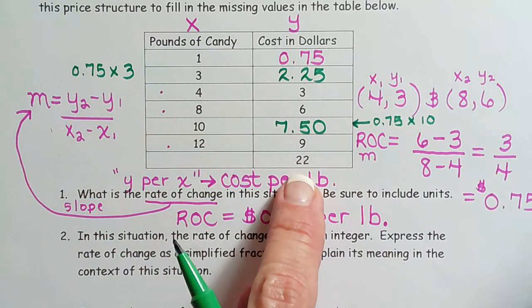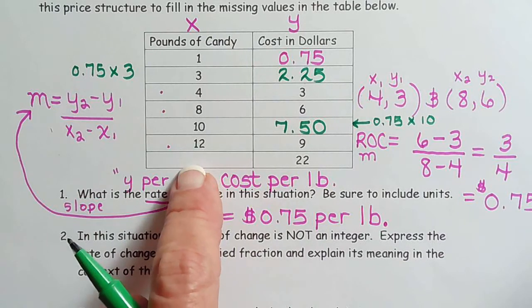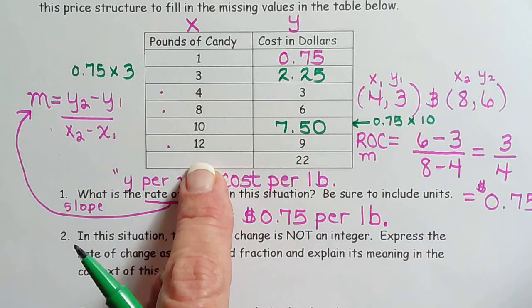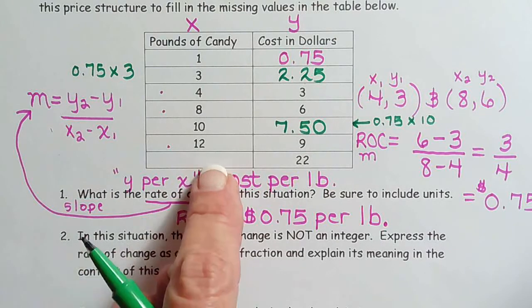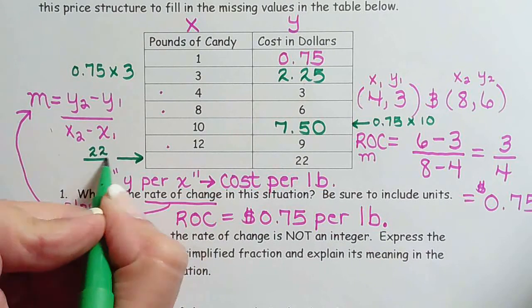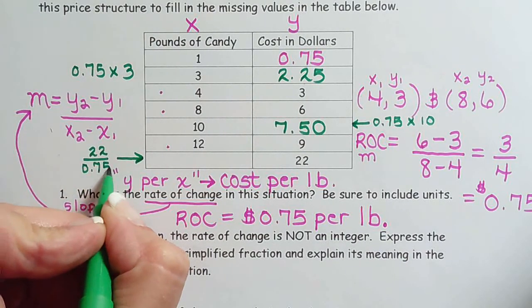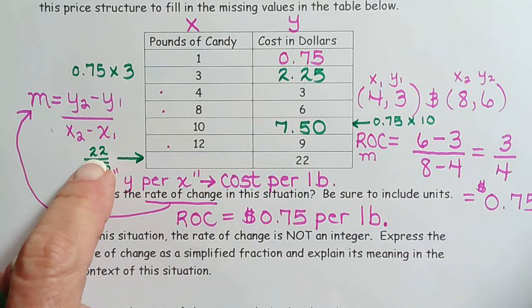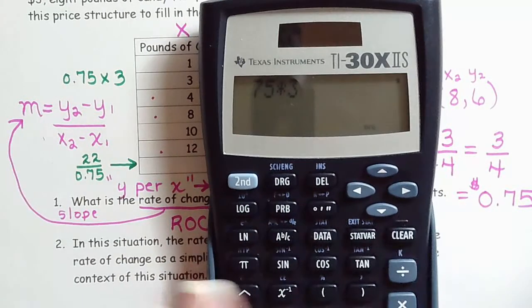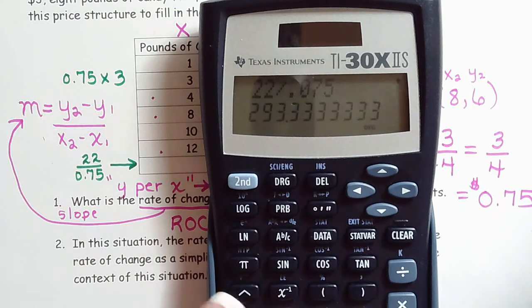And then we have this one. We multiplied to go from column 1 to column 2. So what do you think we're going to do to go from column 2 to column 1? What's the opposite of multiply? Divide. So we're going to do 22 divided by 75 cents because we're trying to see how many pounds of candy there are. So divide $22 by 75 cents, and that should give you how many pounds there are. So $22 divided by 0.75.